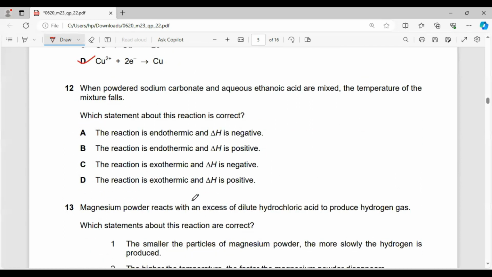When powdered sodium carbonate and aqueous ethanoic acid are mixed, the temperature of the mixture falls. Which statement about this reaction is correct? In the question, they have mentioned that the temperature is going to fall. Fall means decrease. When the temperature decreases, it means it is an endothermic reaction. And when it is an endothermic reaction, the delta H value is positive. So the reaction is endothermic and delta H is negative is wrong. The reaction is endothermic and the delta H is positive is the correct answer.